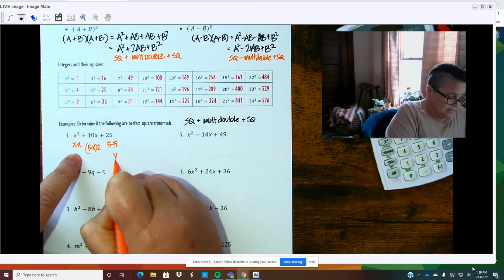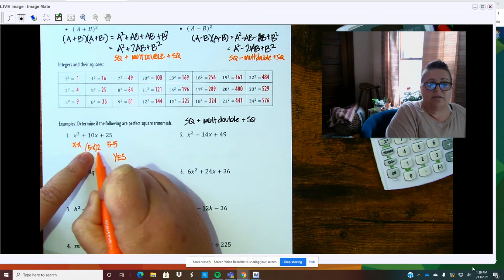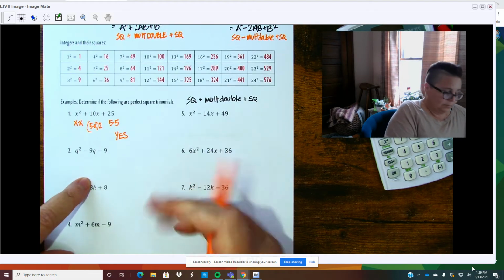So yes, this is a perfect square trinomial. I've got a square, they're multiplied together and doubled, and I've got a square again. Right? Let's try number 2.